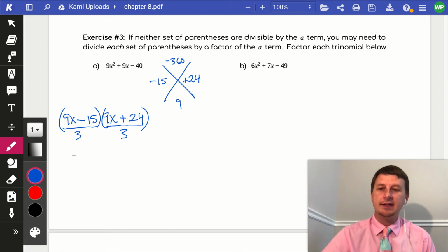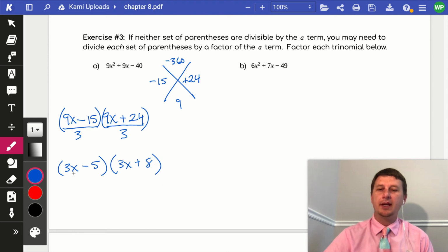So let's divide this set by 3. 9x divided by 3 is 3x, and negative 15 divided by 3 is negative 5. In the other set, 9x divided by 3 is 3x, and 24 divided by 3 is 8. So 3x minus 5 times 3x plus 8 is the factorization of 9x squared plus 9x minus 40. If you were to multiply this out, you would arrive at 9x squared plus 9x minus 40.